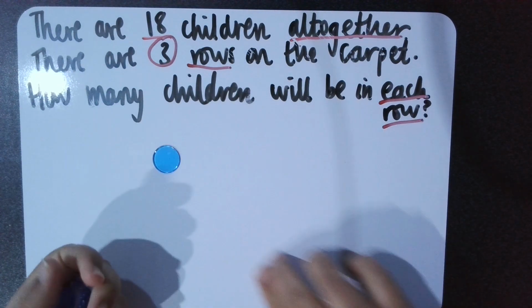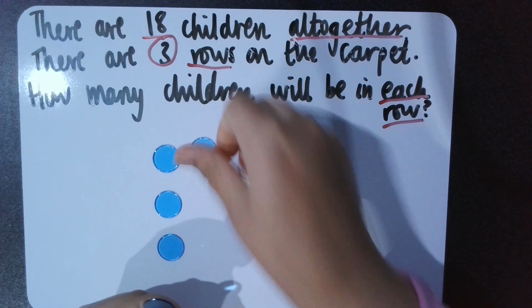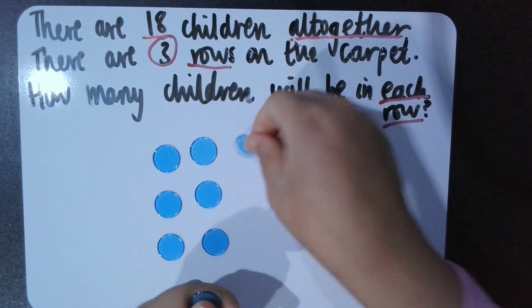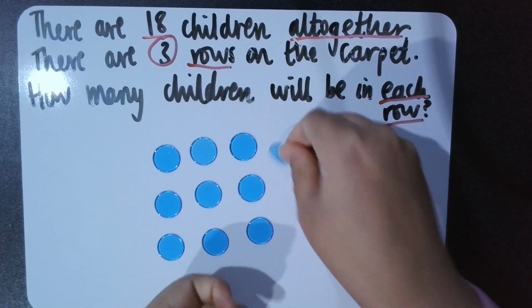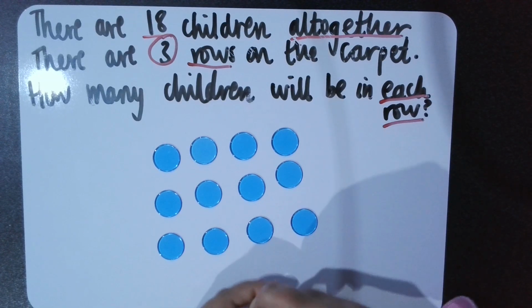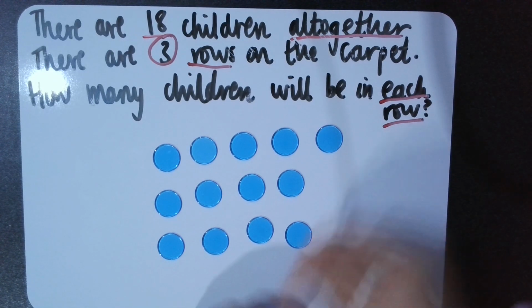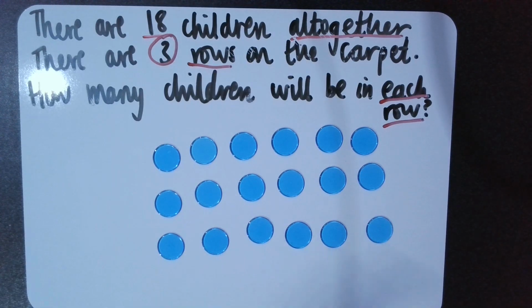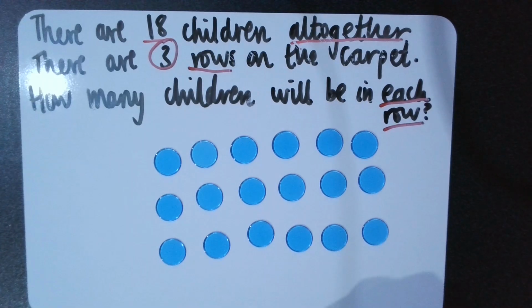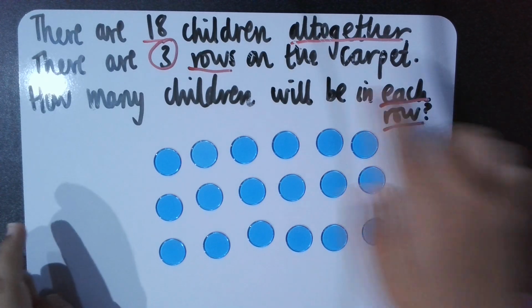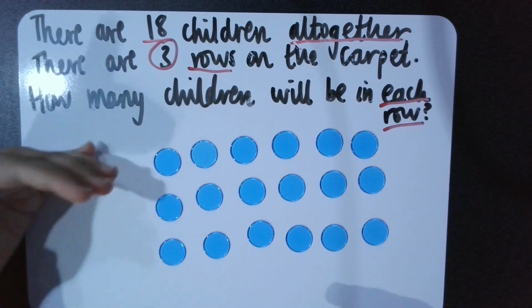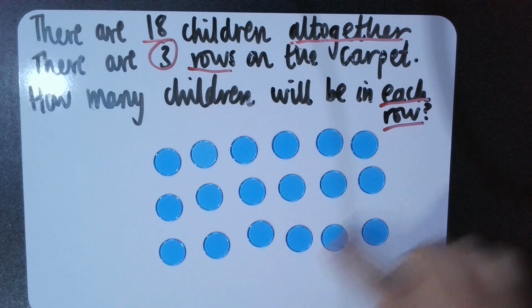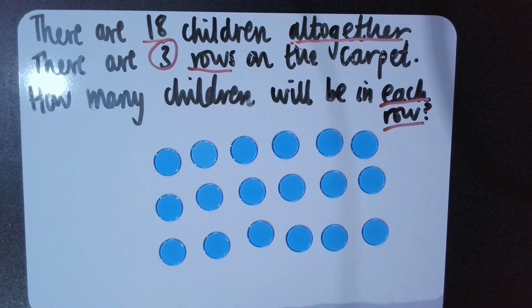Okay, 1, 2, 3, 4, 5, 6, 7, 8, 9, 10, 11, 12, 13, 14, 15, 16, 17, and 18. Okay, I've got my 18 children, my 18 counters. I now know the number of groups. So I need to group up 18 children into 3 different groups. I need to share these 18 counters out equally.